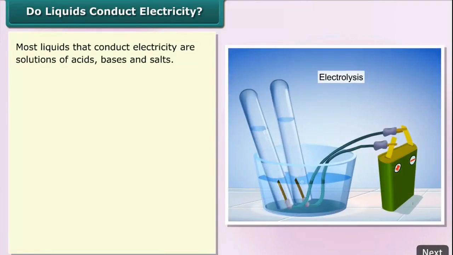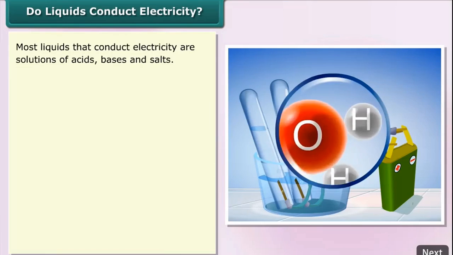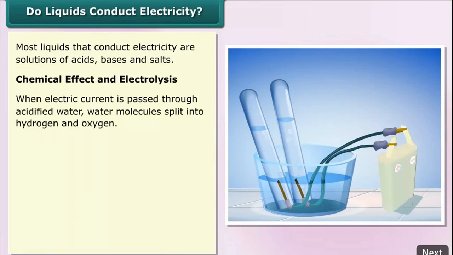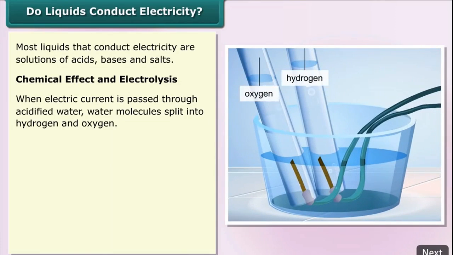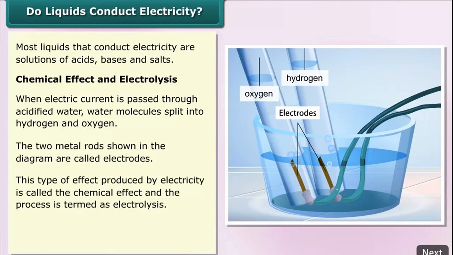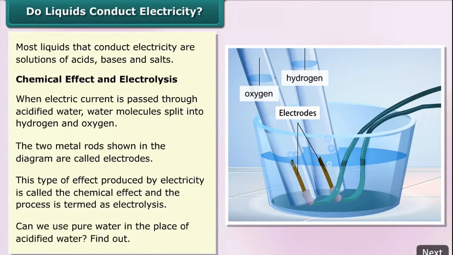Do liquids conduct electricity? Most liquids that conduct electricity are solutions of acids, bases, and salts. Chemical effect and electrolysis. When electric current is passed through acidified water, water molecules split into hydrogen and oxygen. The two metal rods shown in the diagram are called electrodes. This type of effect produced by electricity is called the chemical effect, and the process is termed electrolysis. Can we use pure water in the place of acidified water? Find out.